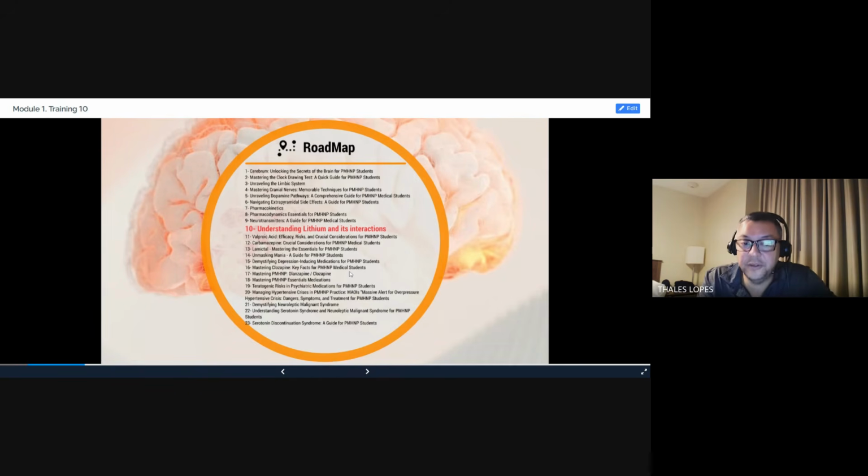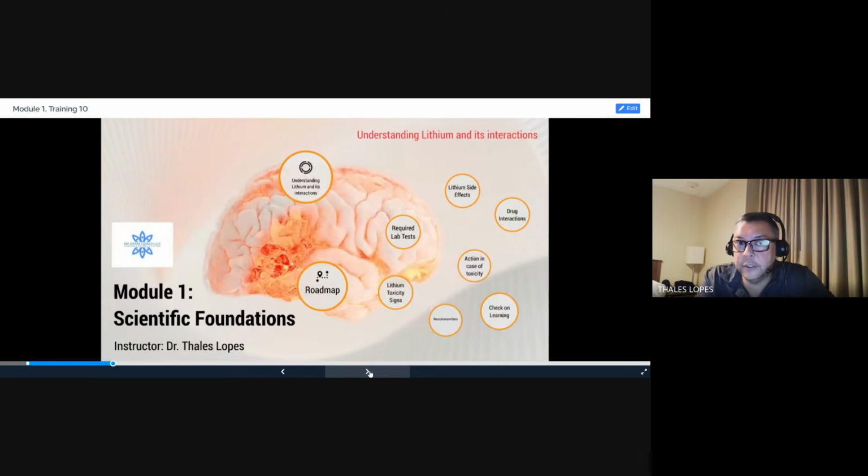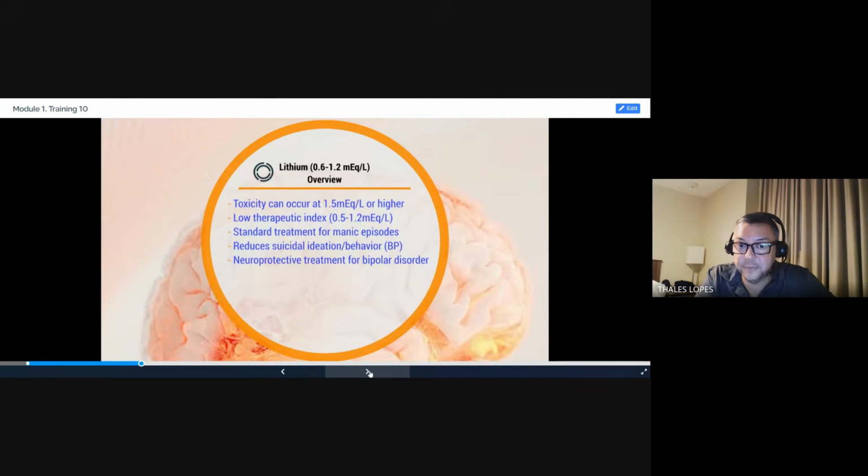So it's well worth your time to really understand how lithium works. Not how it works, because none of us really fully know how it works, but how it interacts with other medication, right? First thing to know, it has a narrow therapeutic window. So what does it mean?